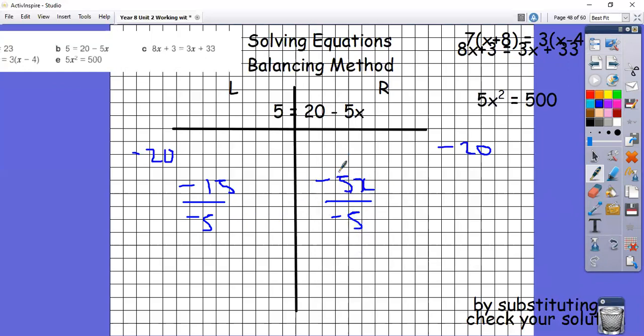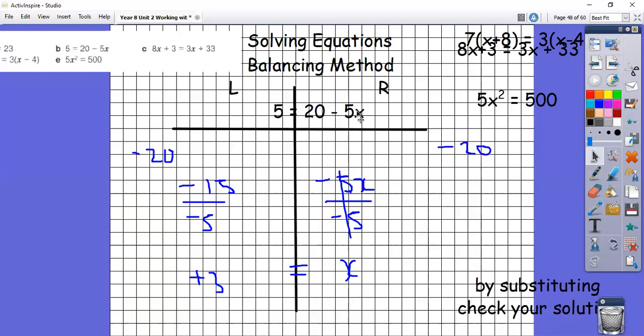So negative 5 divided by negative 5 cancel, now left with x. So x equals negative 15 divided by negative 5, which is a positive 3. Again, how do I know my answer is correct? By checking, by substituting. So 5 times 3 is 15, 20 take away 15 is 5. So both sides are equal, they're balanced, it's correct.